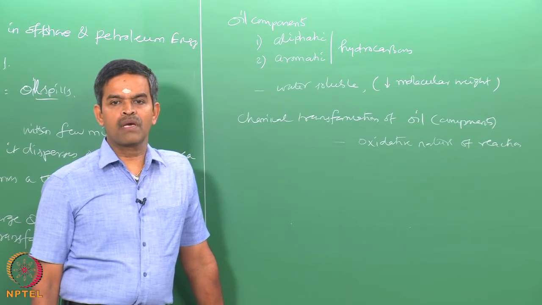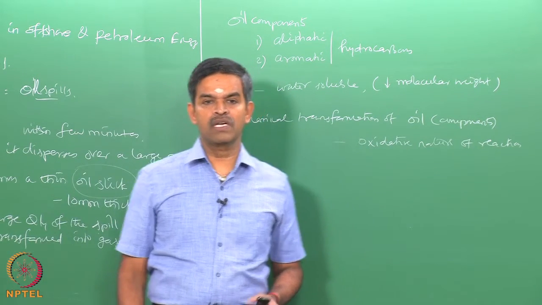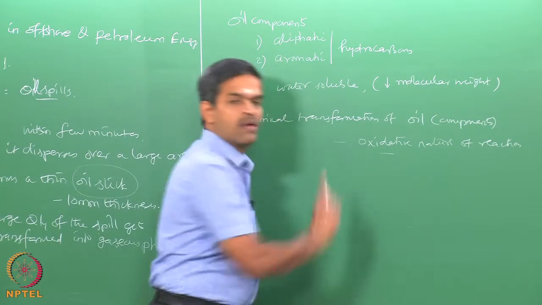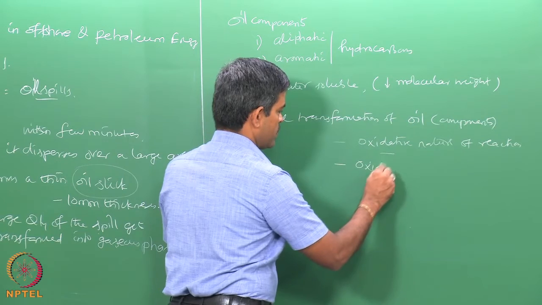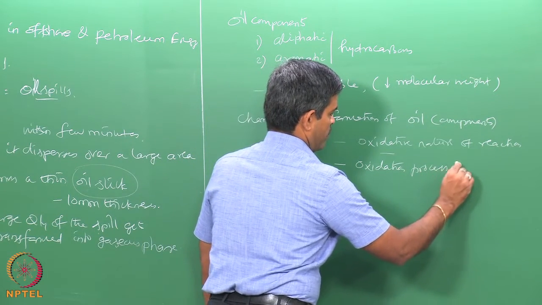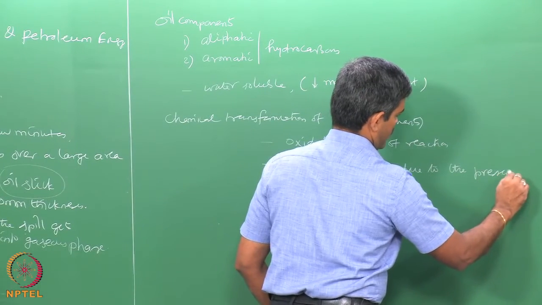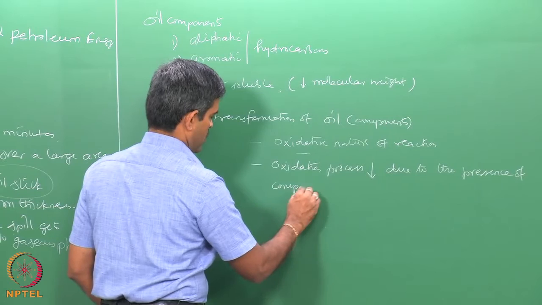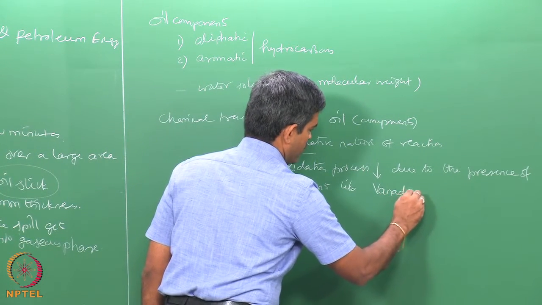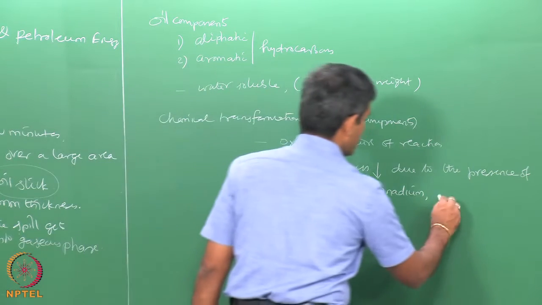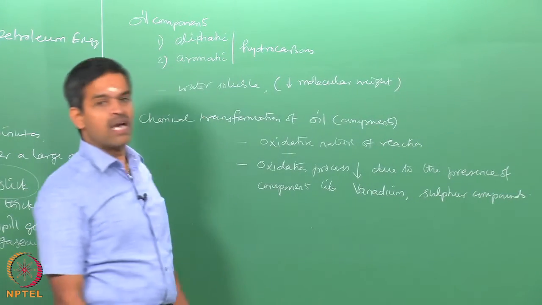So, this of course involves photochemical reactions under the influence of ultraviolet waves of the solar spectrum, which is present in abundance in open sea conditions. This oxidation process will be delayed due to the presence of certain components in the oil. For example, presence of vanadium, presence of sulfur compounds, etc., creates retardation in the oxidation process.